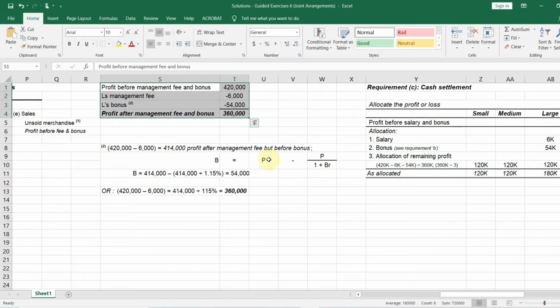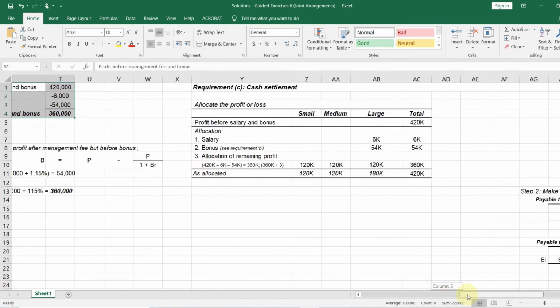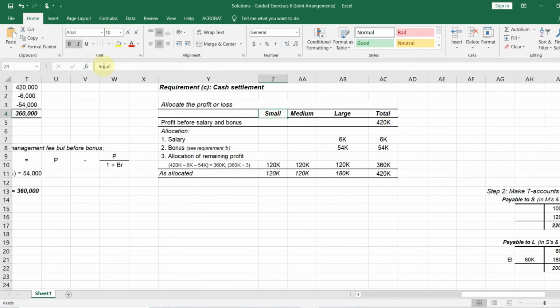Okay, so, next. We follow this. We have S, M, and L. So, you know the meaning of SML: small, medium, large, like arranging t-shirts. Okay, anyway. So, the cash settlements. Let's see how we do this.